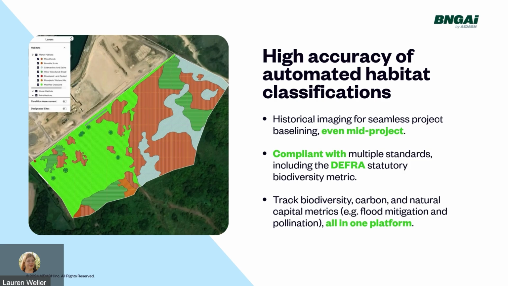We're also compliant with multiple standards. In this case, what's most appropriate is the DEFRA statutory metric. But we can also track biodiversity, carbon, and natural capital metrics like flood mitigation and pollination, as we showed you with the natural capital example.